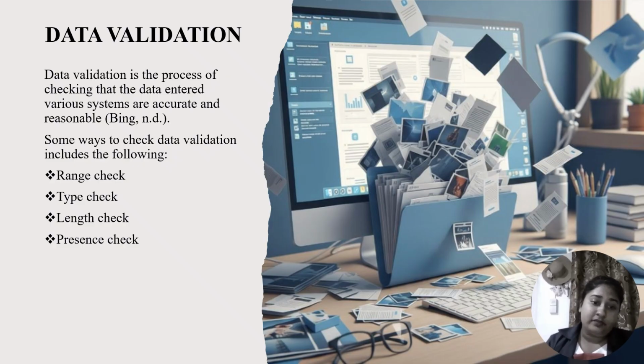Some ways to check data validation include the following. Range check. A range check is a form that asks for age. Only numbers between 1 and 20 are usually allowed. Type check. A type check is usually a phone number field that only accepts phone numbers, not letters. Length check. A length check is a social security number that must have exactly 9 digits. Presence check. A presence check requires fields like emails and cannot be left blank.